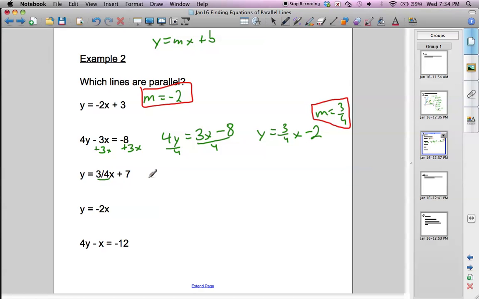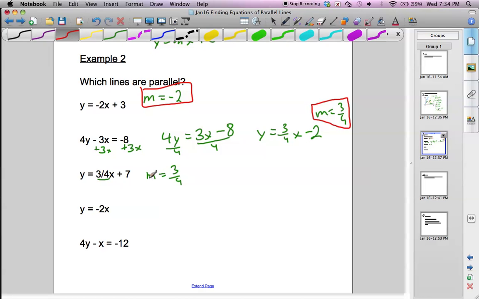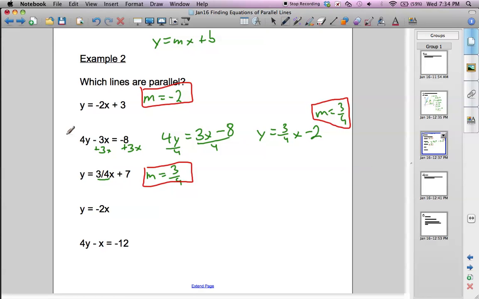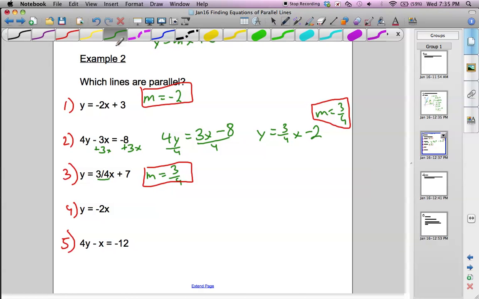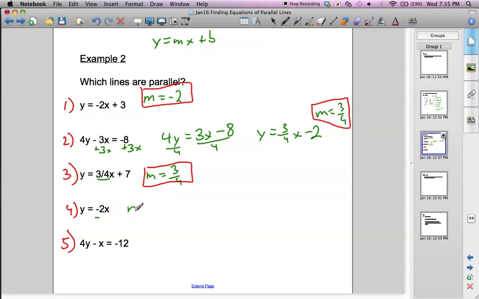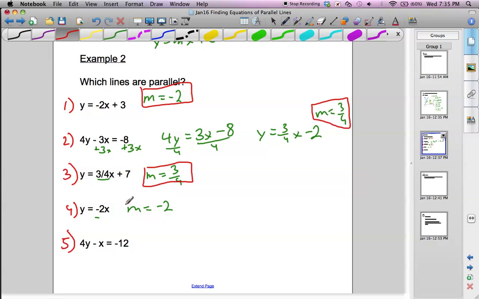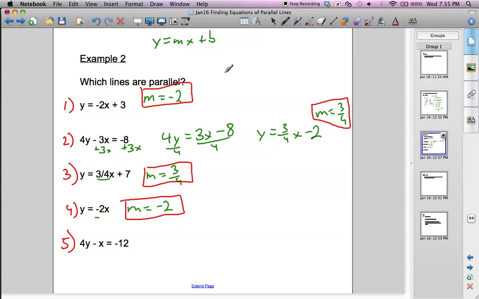In the next equation, we have slope equals 3/4. So that means the second line and the third line are parallel. Let me number these: 1, 2, 3, 4, 5. Okay, so number 2 and number 3 are parallel. If we look at the next equation, we have slope equals negative 2. And remember, the slope of the first line is negative 2, so 1 and 4 are going to be parallel.